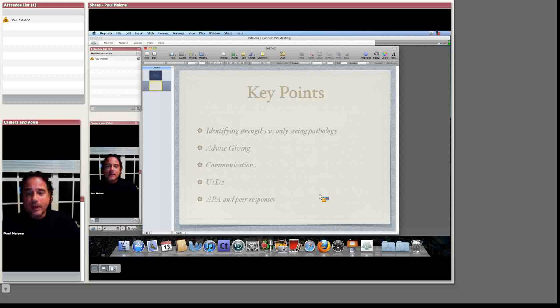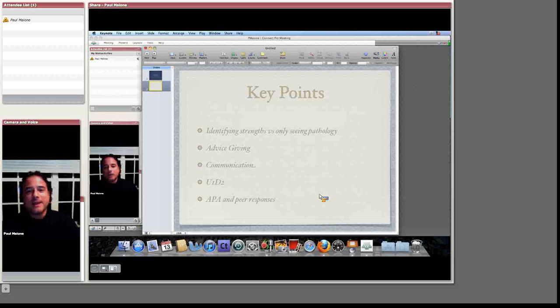Advice giving. Most of us got into this field because we were good listeners and we were pretty good at offering advice. So oftentimes it's a letdown for people to hear that what we do is not about giving advice. In fact, giving advice can be very harmful. Giving advice really robs people of opportunities to grow as people.